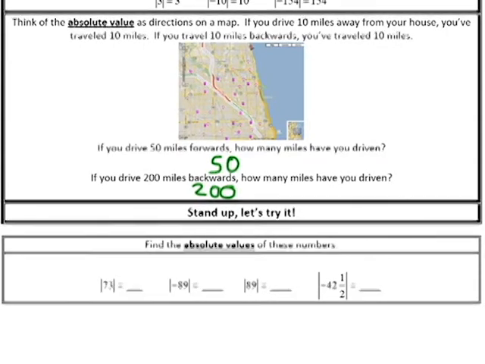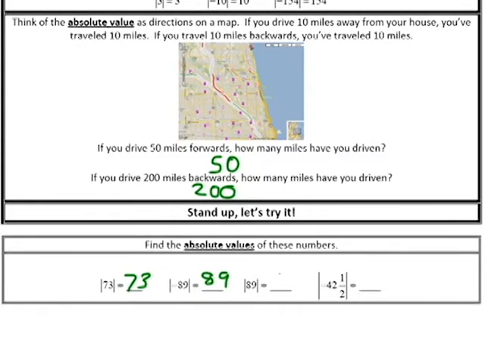And we're back. Absolute value of 73 is just 73. The absolute value of positive numbers is very simple. Absolute value of negative 89 becomes positive 89. The absolute value of positive 89 is still positive 89. Remember, negative 89 and positive 89 are opposites. They'll have the same exact absolute value. Negative 42.5, it does not matter whether it's a fraction or not. It's still a value. It's still 42.5 steps away from 0.